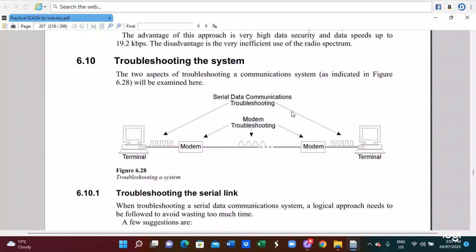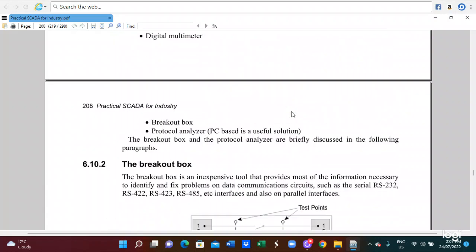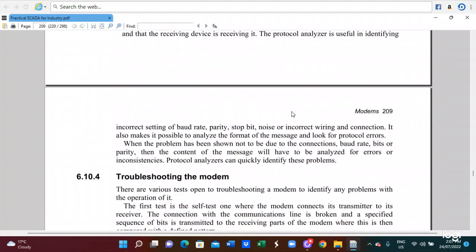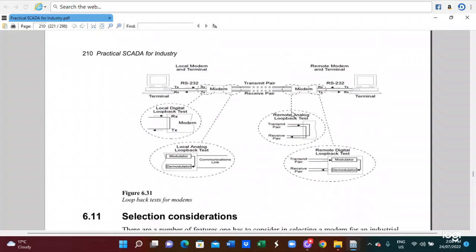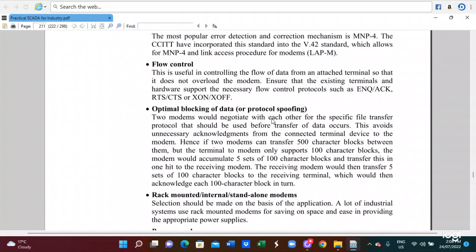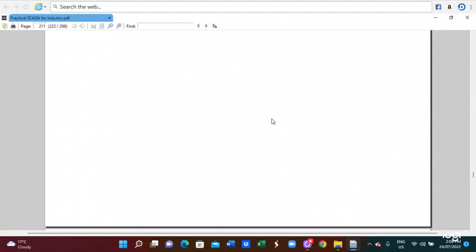Supervisory data and control. Troubleshooting of the modem: you need to know how to troubleshoot the modem system, how the selection and consideration work, remote control system, modulation, and modem. You also have to know about these.